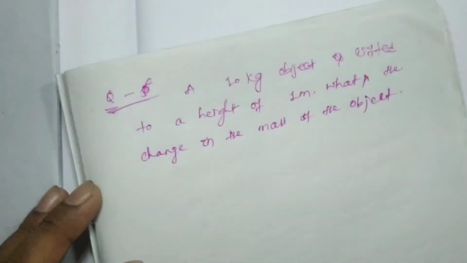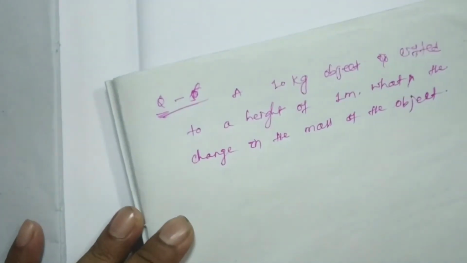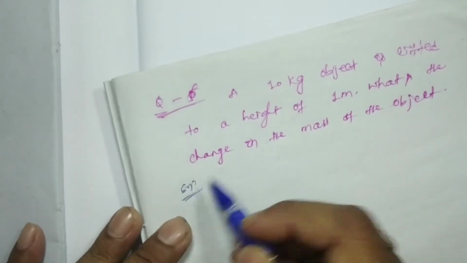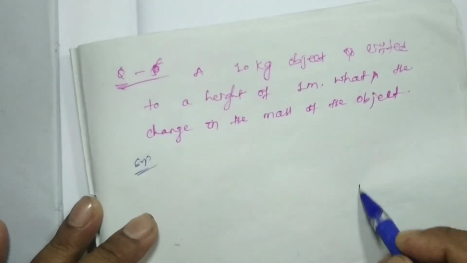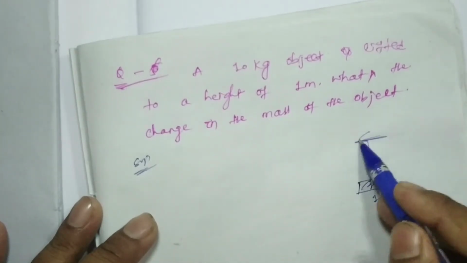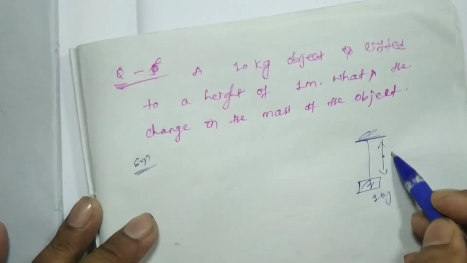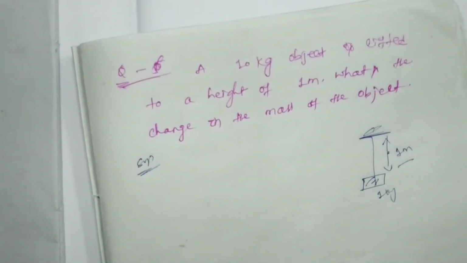Next question, you have to pause the video and write it down. Question, you have to write and answer also. Next question number 6. A 10 kg object is lifted to a height of 1 meter. What is the change in mass of this object?